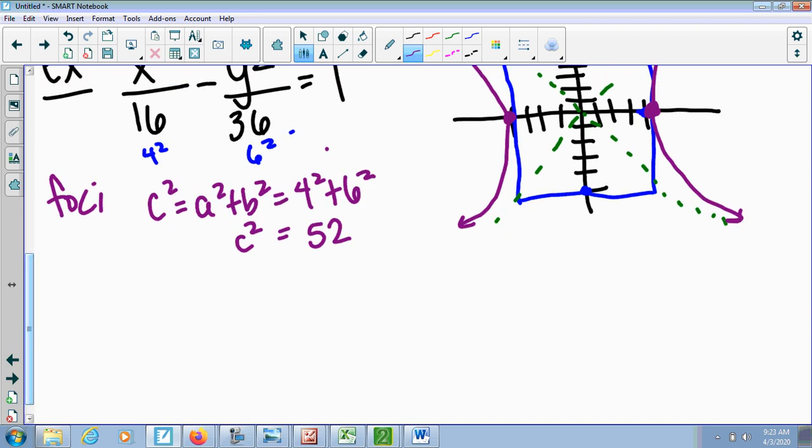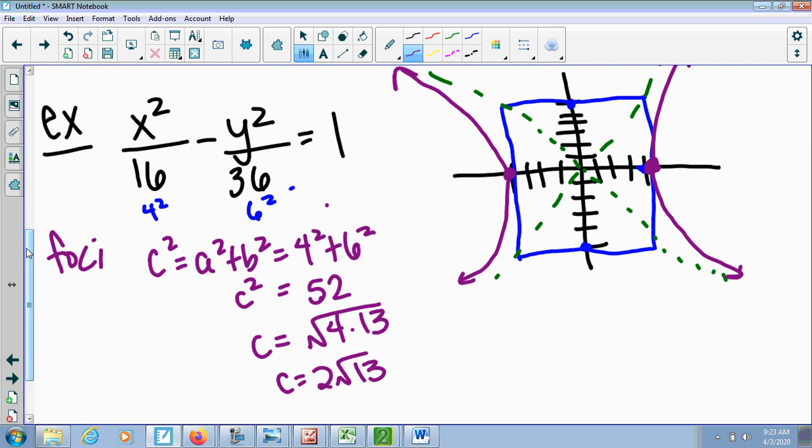And the square root of 52, does 52 have a perfect square in it? Yeah, it does. So that's 4 times 13. So c is 2 root 13. Okay. So let's see. We're going to write that down. So that is the square root of 52 away from the center. The square root of 52 is between 7 and 8.